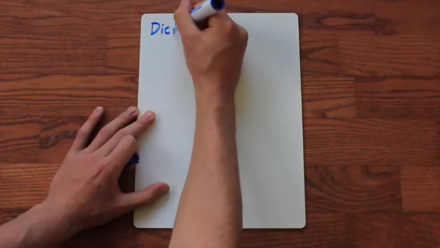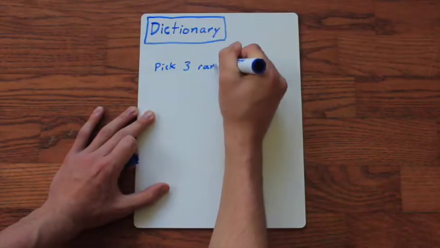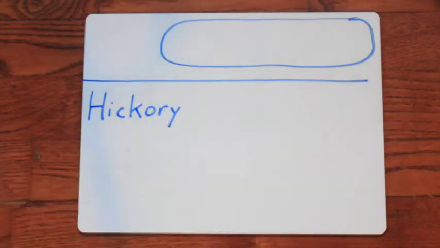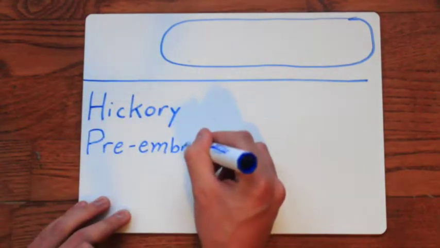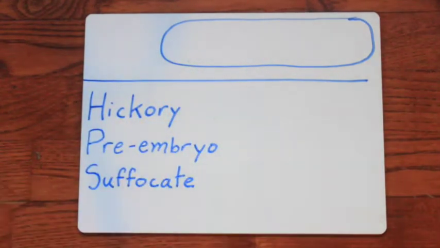Alright, now we know what our program should be able to do. But how do we make it actually do that? Well, let's start out simply. We'll make a really simple program and see how well that works. We can just take a dictionary and pick 3 random words from that. I've got a dictionary. Picking 3 random words gives hickory, pre-embryo, and suffocate. Not super helpful.